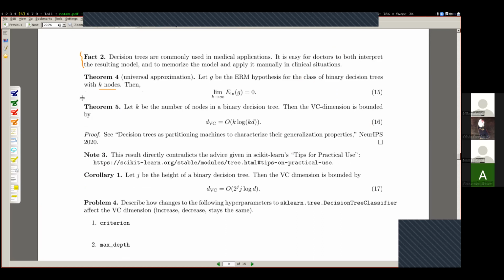Theorem 5 here is our VC dimension. The VC dimension of binary decision trees is bounded by essentially the number of nodes in the decision tree, but also times this log K times D factor right here. The K inside of here, no one cares about. No one cares about the log K because the actual K over here totally dominates. So who cares about log K? But this D over here is extremely important.